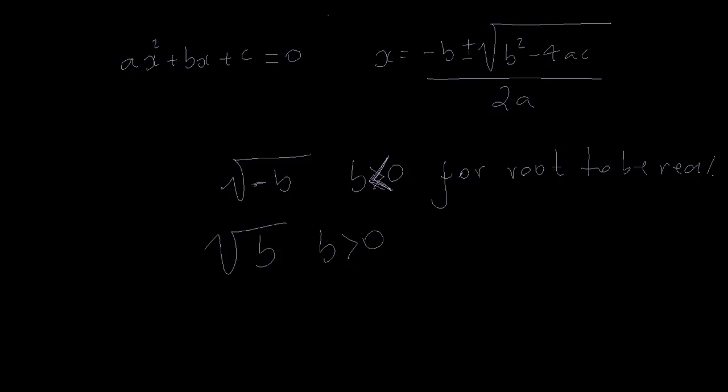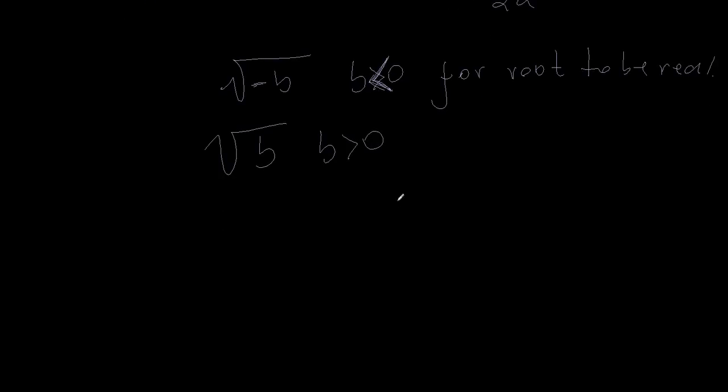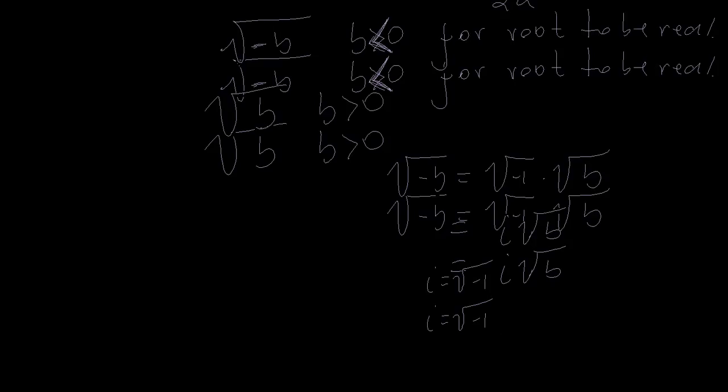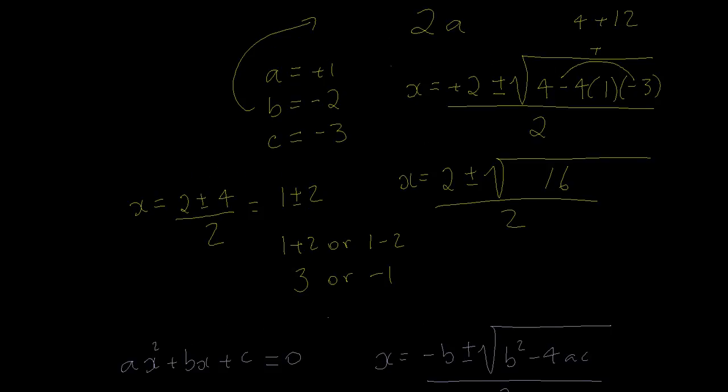And also, the square root of minus b is equal to the square root of minus 1 times the square root of b, which is equal to i times the square root of b. i is equal to the square root of minus 1. And sometimes these solutions are going to show up in the quadratic equation.